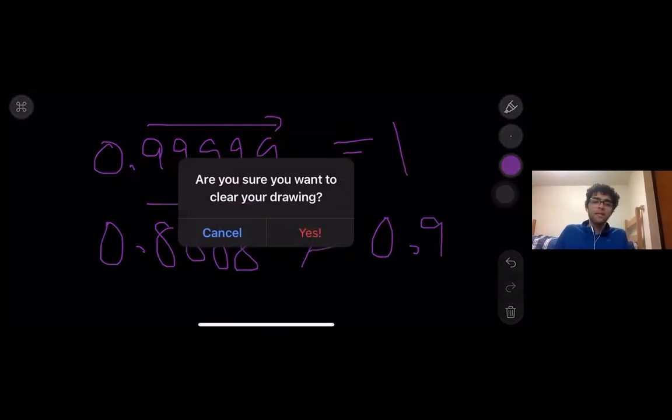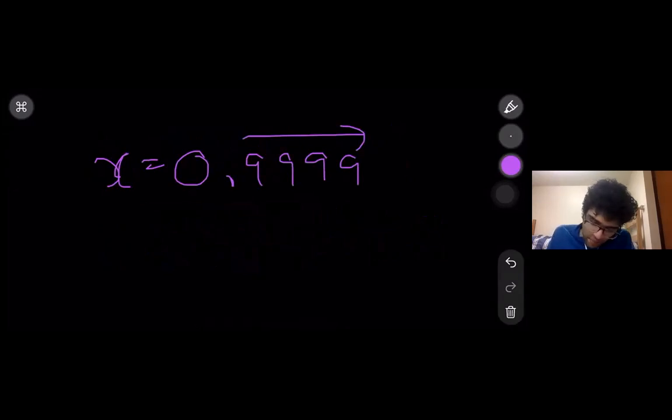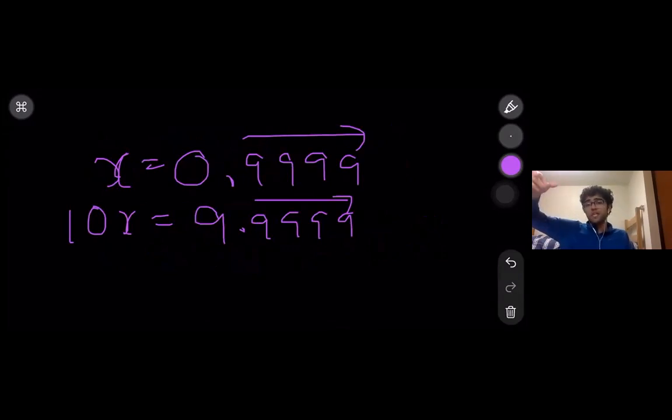Okay, so let me take Venkatakrishna's suggestion. Let's say that x equals 0.99999. Okay, so I will do something very simple. I'll do 10x. 10x will be equal to 9.999999 because I'm just multiplying it by 10. It will shift by 1 decimal place. Now I can subtract the second equation. So I can subtract the first equation from the second equation.